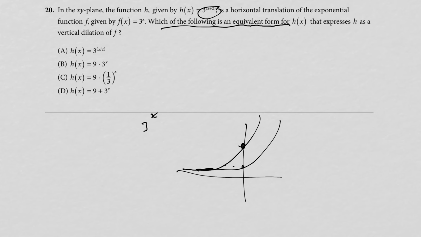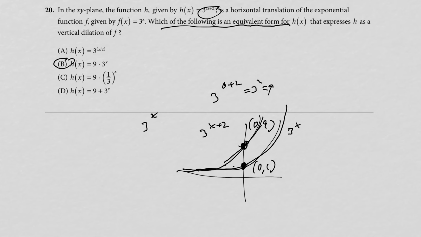So this is 3 to the x, and we can turn it into this other one. If I shift it to the left, I get 3 to the x plus 2. But it would also get to the same place if I did a vertical dilation. So the way I'm looking at it is this intercept. For the first one, it was 0, 1. For the second one, when you put 0 in, you get 3 to the 0 plus 2, which is 3 squared, which is 9. So the answer is going to be 9 times 3 to the x.